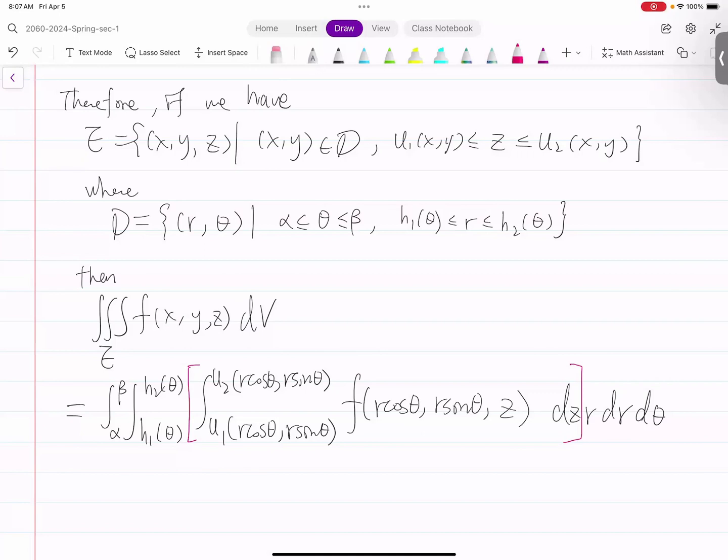So here, that r dr d theta is going to be important, especially this r in the middle. So let's put it in red as well. This r here is important.